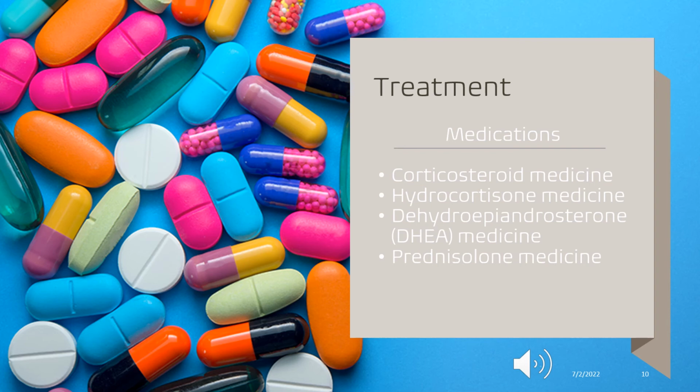It is a hormone produced by the body's adrenal glands, and the body uses DHEA to make androgens and estrogens. Lastly, there is the prednisolone medicine, which can be used alone or with other medication to treat symptoms of low corticosteroid levels.